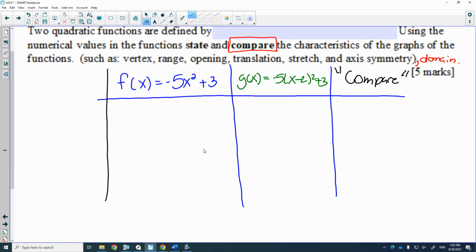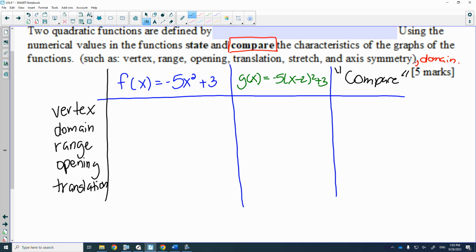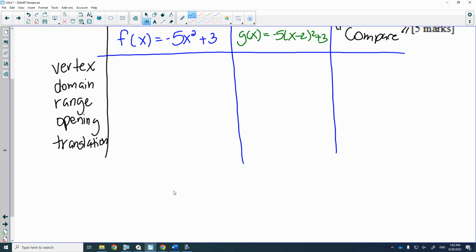we're going to do vertex. We're going to do domain, range, opening, translation, and axis of symmetry. So we're going to compare these 1, 2, 3, 4, 5, 6 characteristics.